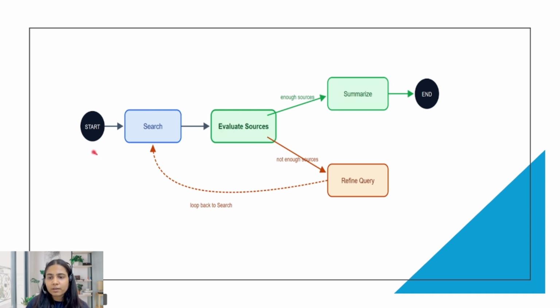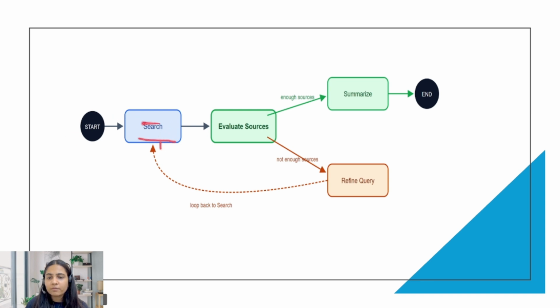Okay, so if we are starting and going for the search process, it evaluates some sources for us. If it has enough resources, it will summarize those resources and we'll get the result, and it goes to the end. Otherwise it will evaluate that process, refine our query, and go to the search engine, where it may refine again. If it does not have enough resources, it will refine that query and loop back to the search.